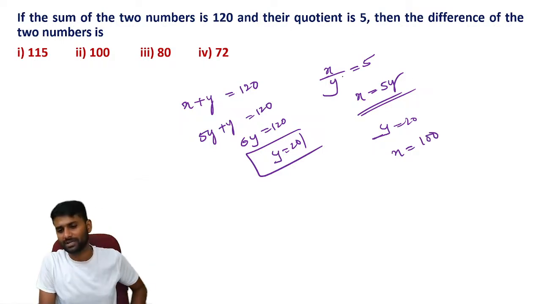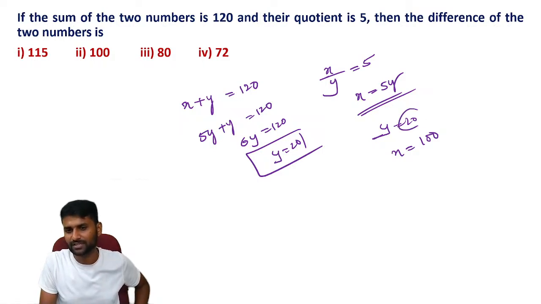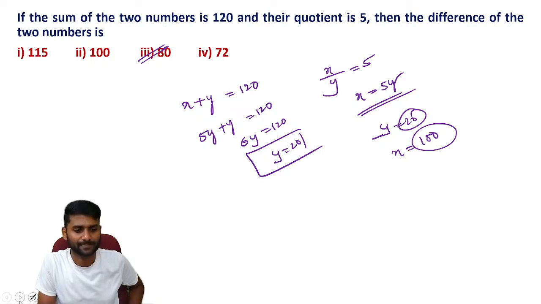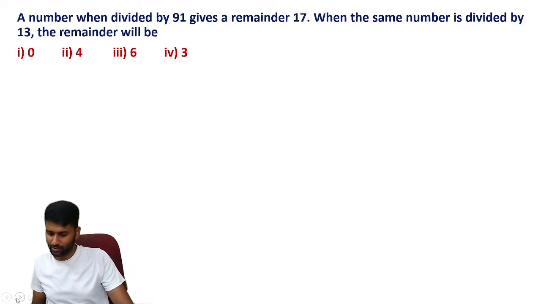But here the question is, what is the difference of those two numbers? The difference between x and y is exactly equal to 80 units. Go through this model.